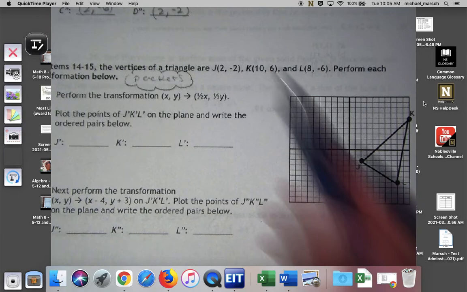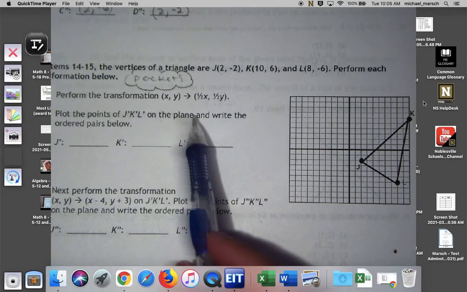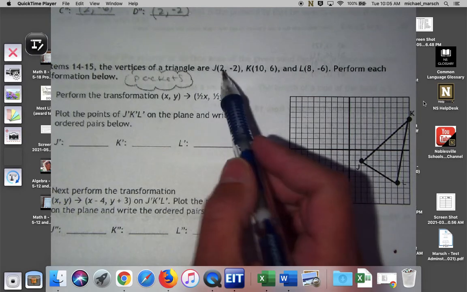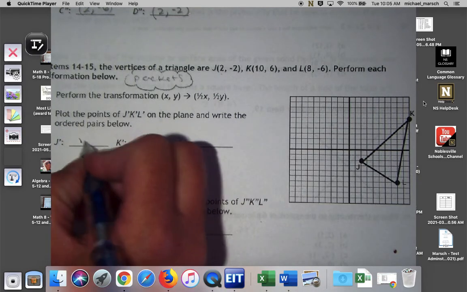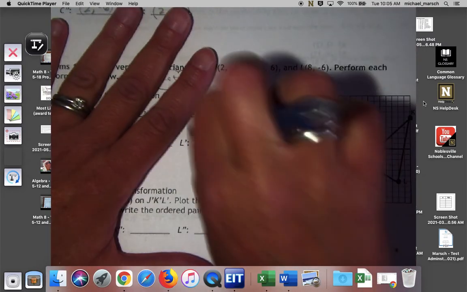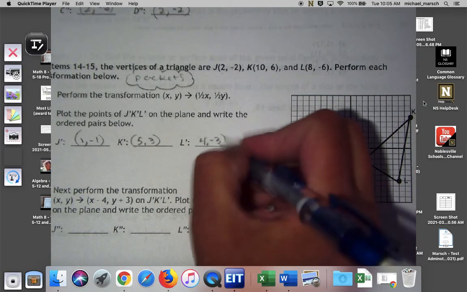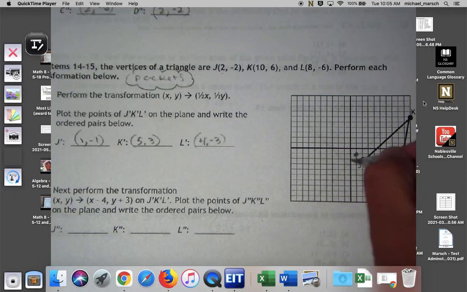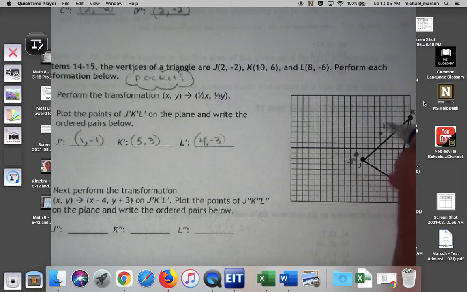This time we just have a cute little triangle here. So here are my ordered pairs, J, K, and L. The first one is to dilate at 1/2. So I'm going to take half of each of these values. So I'm going to get 1, negative 1, 5, 3, and 4, negative 3. So let me plot those. 1, negative 1, J prime, 5, 3, K prime, and 4, negative 3, L prime. So I've got kind of this tiny little triangle overlapping there.